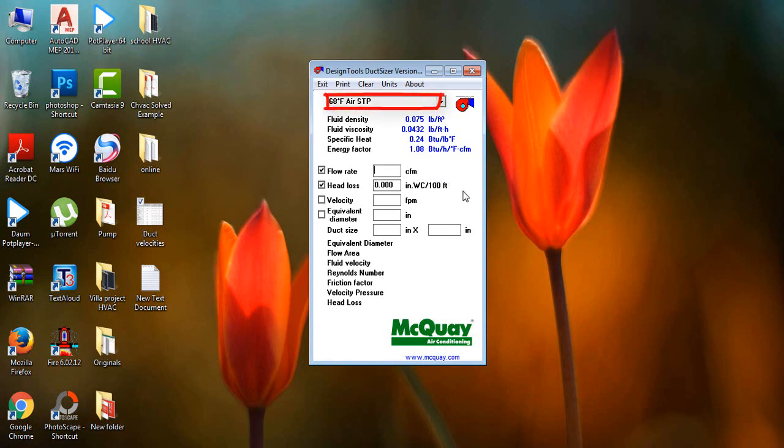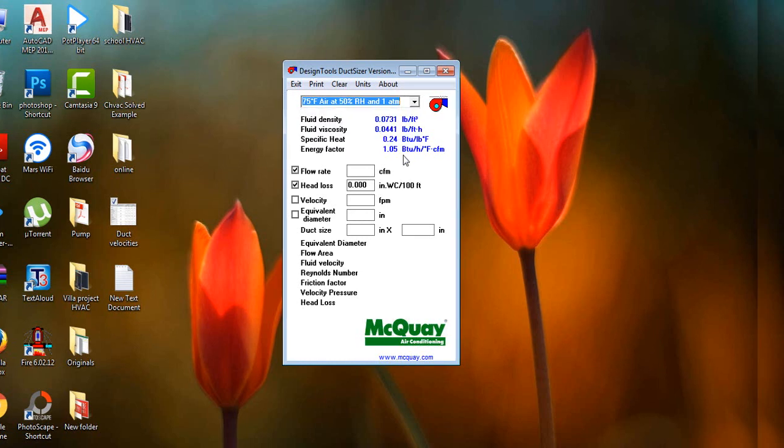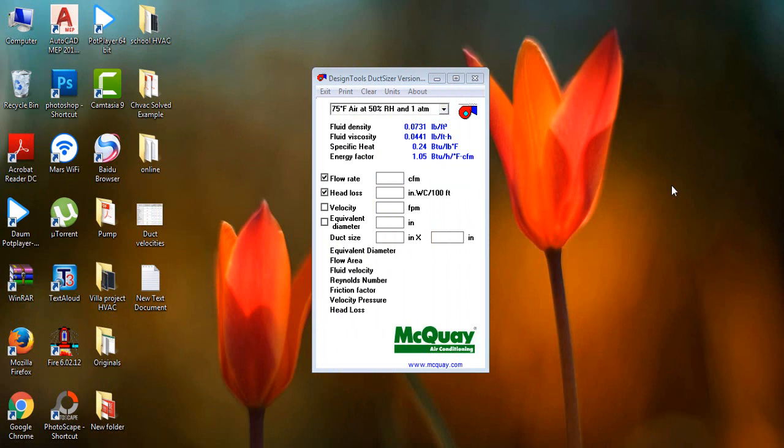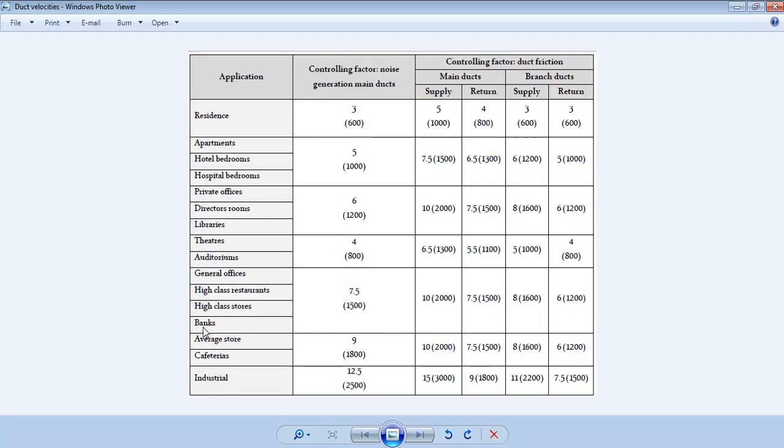First of all, choose the room condition from this drop menu. We will choose 50% humidity ratio as it is a recommended condition. For every condition, these values are changed, but they are constants, so we can't change their values. Assume this project is for a bank. From this table, the bank application needs a velocity of 1,500 foot per minute, or 7.5 meter per second. I will use the US units, so the air velocity will be 1,500 foot per minute.